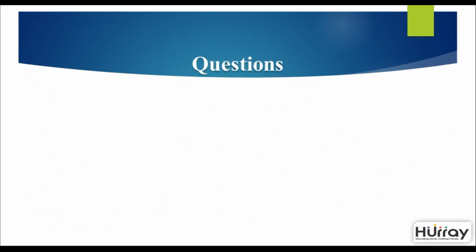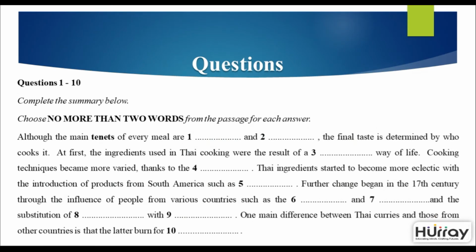Here are the questions. There are 10 blanks with 10 questions. From the passage that you read, you have to select the appropriate answers for each blank. The instructions say choose no more than 2 words from the passage for each answer. You have to complete the summary below. Please read this carefully and answer these 10 questions now.